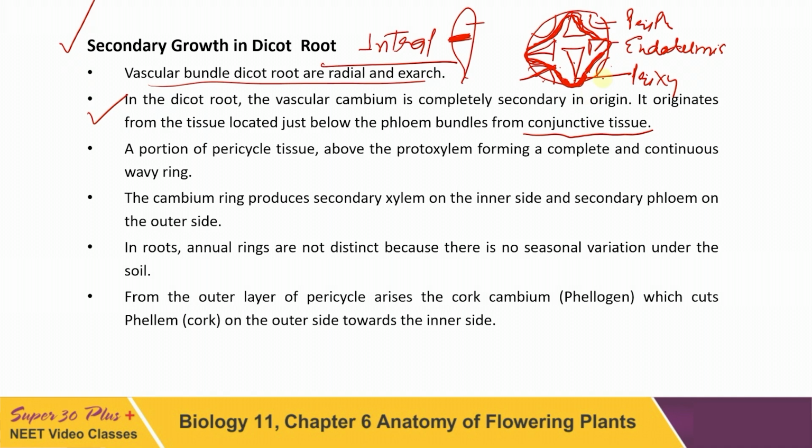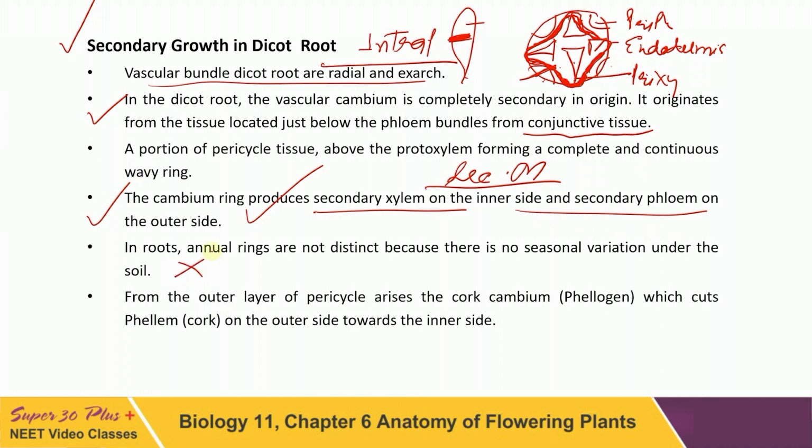inter and intrafascicular cambium. So what is very important is that the cambium ring in the case of root is exclusively secondary meristem. Either the intra or inter will be formed at the time of secondary growth only. The cambium ring in the same way will produce secondary xylem on the inner side and secondary phloem outside, just like a stem. The root doesn't have annual rings.